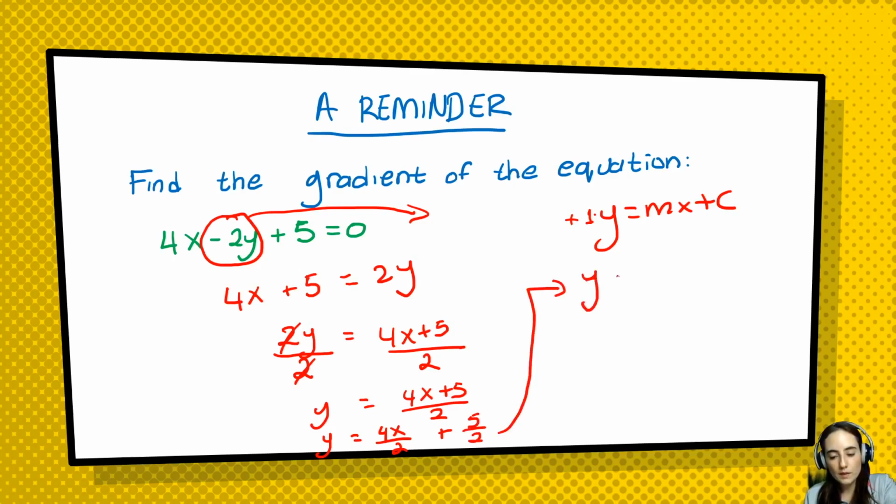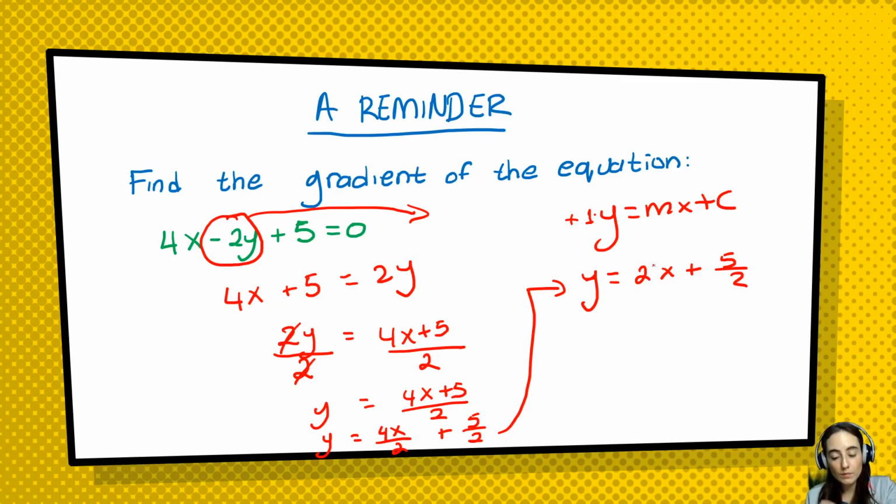So that means that we have y equals 4 over 2. So 4 divided by 2, that would make 2. So 2x plus 5 over 2. And we've reached a stage where our equation is of the form y equals mx plus c, right?